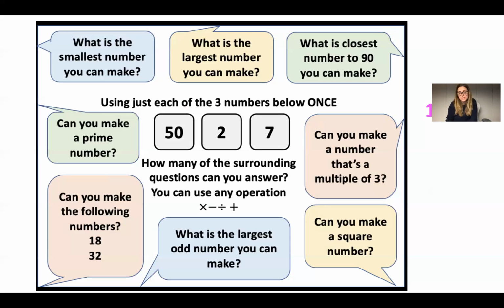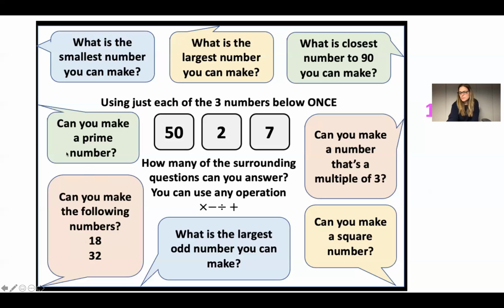Can we get something bigger? Well, you can do 50 multiplied by 2 to get 100 and then add on the 7, 107. Okay, in the bottom left, can you make the following numbers? Firstly, 18. To get 18, we have 50 divided by 2 to get 25, subtracting the 7 to get 18. And then similarly to get 32, again, 50 divided by 2 gives us 25. Add on the 7 to get 32.